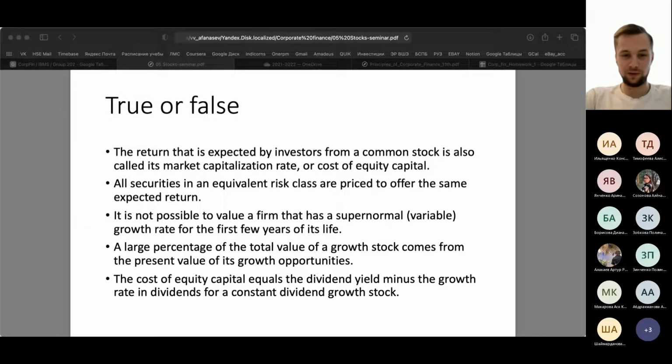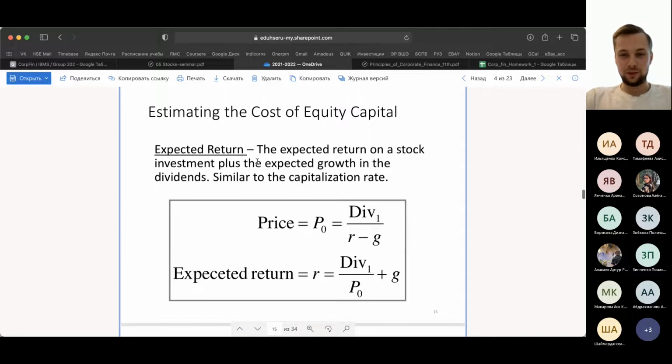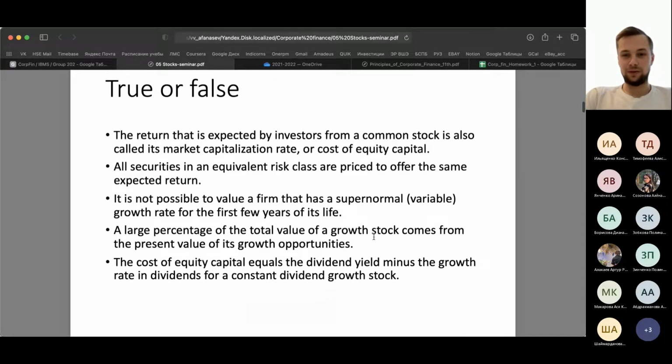Okay, let's look at the formula then. One second. So actually this is the formula. The price depends on the dividends, the discount rate and the growth rate. And if we transform this formula to find the expected return or the discount rate, we are going to have dividend yield plus the growth rate. Yeah, so here we have minus. So I see. So that's false.